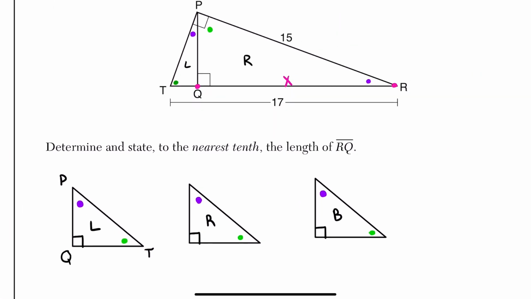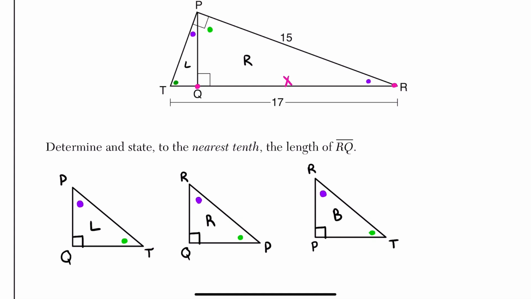If I look at the right triangle, my purple one is R, my green angle is P, and my right angle is Q. If I look at the large triangle, my right angle is P, my purple angle is R, and my green angle is T.